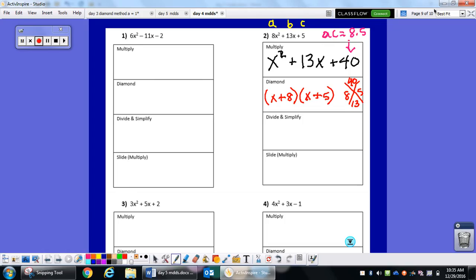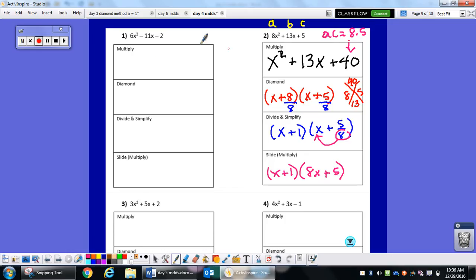And now you're going to divide and simplify. So you're dividing by your original a, which in our case was 8. And then I'm just going to rewrite my simplified terms. So 8 divided by 8 is 1, and then 5 divided by 8. So it simplifies. And then lastly, you're going to slide the denominator. So if it's a whole number, you can just leave the factor as is. So x plus 1. And then you're going to slide that denominator. So now it's 8x plus 5.